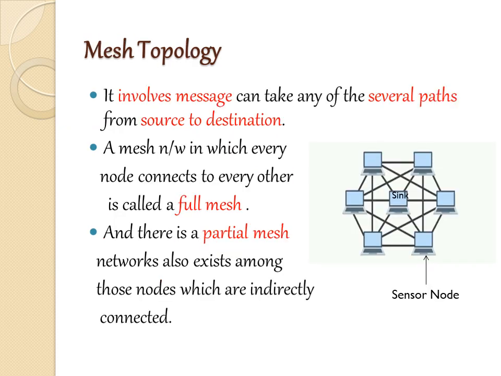Then mesh topology. Mesh topology involves messages which can take any of several paths from source to destination. A mesh network in which every node connects to every other is called a full mesh. There is also a partial mesh network which can exist among those nodes which are indirectly connected. The diagram is shown.